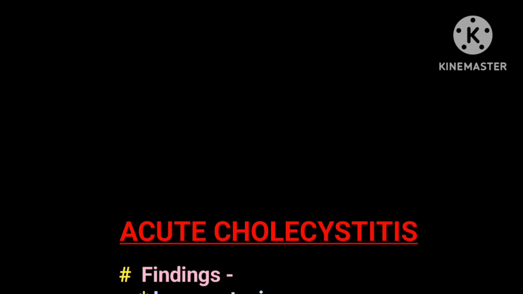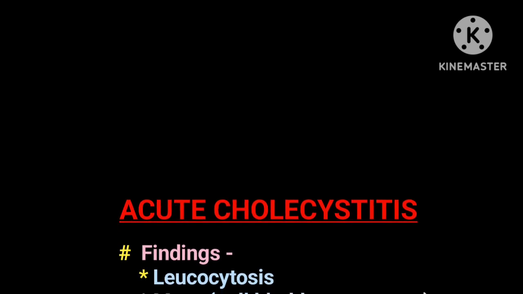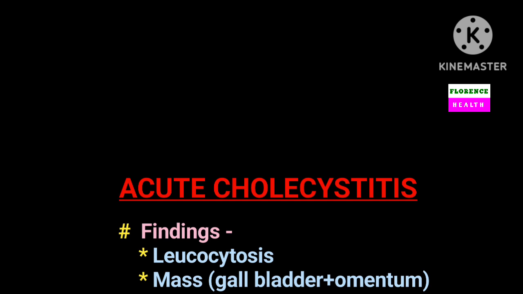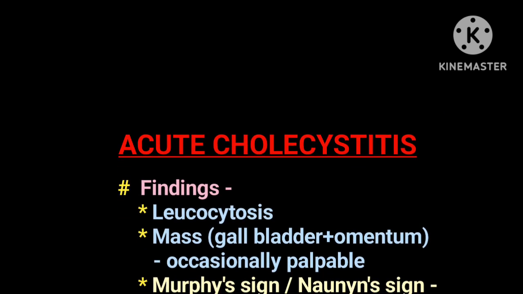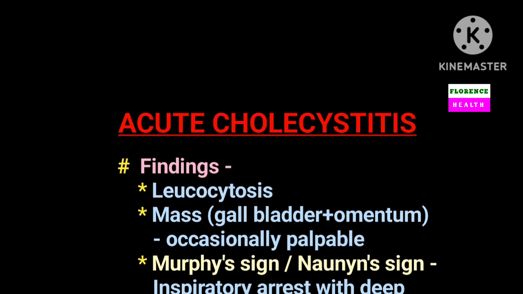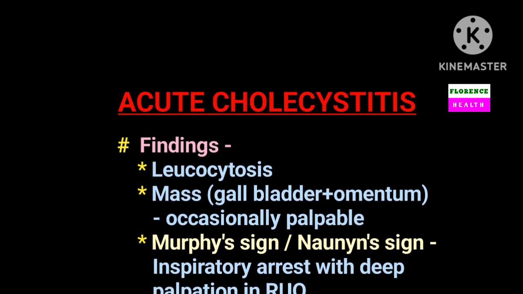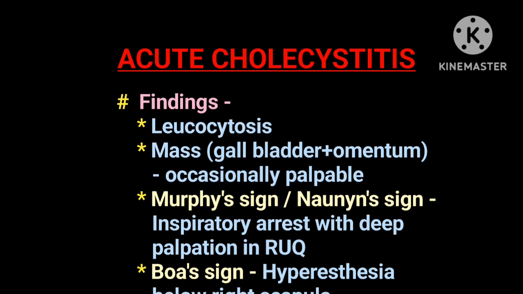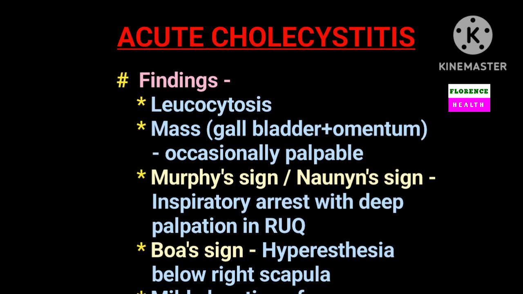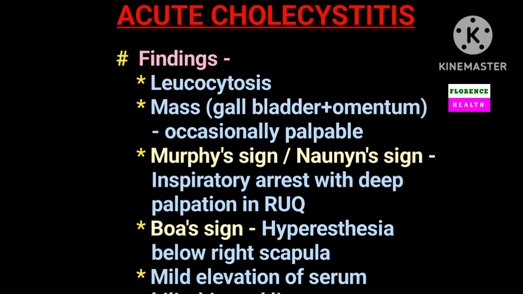Let's discuss what are the findings in favor of acute cholecystitis. First, leukocytosis, that means increased WBC count. Second, a mass in the right upper quadrant of the abdomen which is occasionally palpable. The mass is formed by the gallbladder and surrounding omentum.